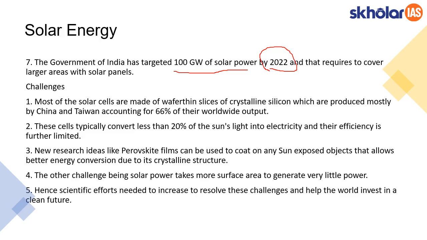The solar cells that form a part of the solar panels are mostly produced in China and Taiwan, and these constitute almost 66% of worldwide output. So we have to be import dependent and depend on China and Taiwan for making these solar cells. Also, even if they are imported, these cells can convert less than 20% of the sun's light into electricity. So the question arises around the efficiency of such solar cells. To tackle this, there is a research idea that says that when films like perovskite films are used, the conversion of light into energy is high. That's what the research says, but this is still an idea and it has not been implemented.